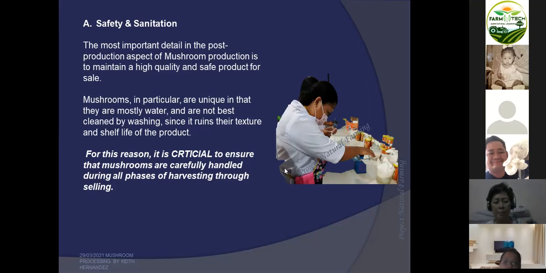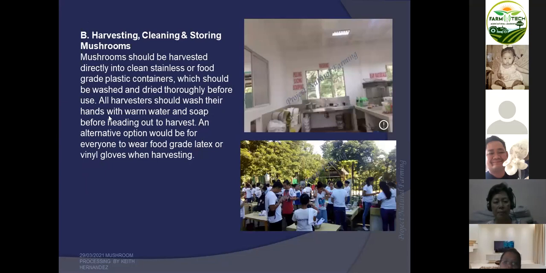Okay? So, sa harvesting naman, mushroom should be harvested directly into clean stainless or food-grade plastic containers. Again, food-grade plastic containers or stainless. Isa po yan na requirement sa ating FDA na any processing dapat stainless na. Pero usually kasi home-based tayo, no? Small farm lang. So, hindi talaga ito nasusunod. But in a production area na talaga na malakihan, dapat naka-stainless na yan. Pati yung flooring, tapos yung paa mo, marami silang requirement.